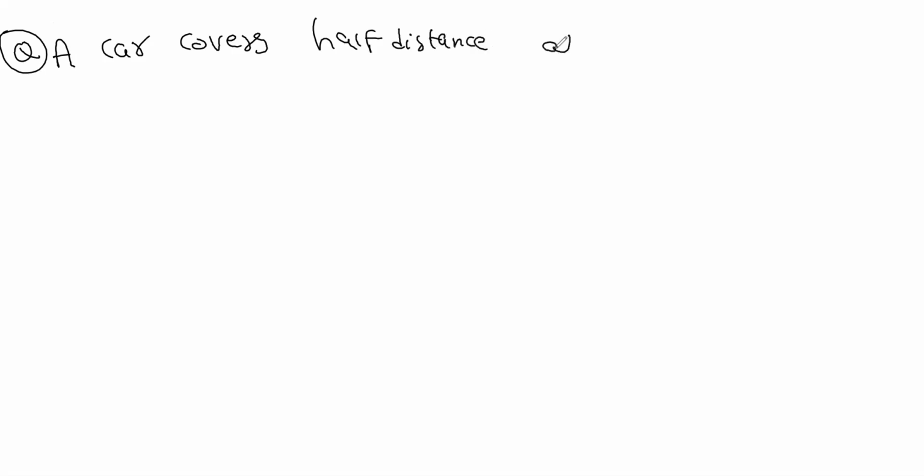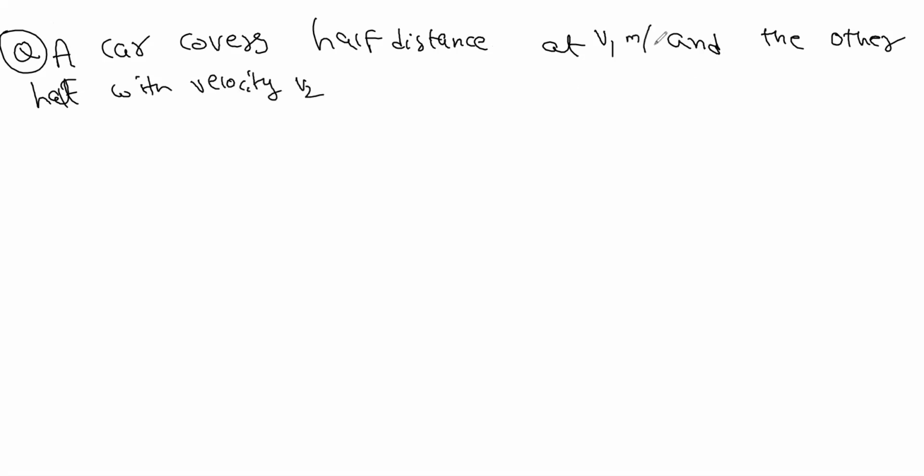It looks like a tricky question. Let's see this question. Let us suppose a car covers half the distance at velocity V1 meters per second and the other half with velocity V2 meters per second. Then what is the average speed?